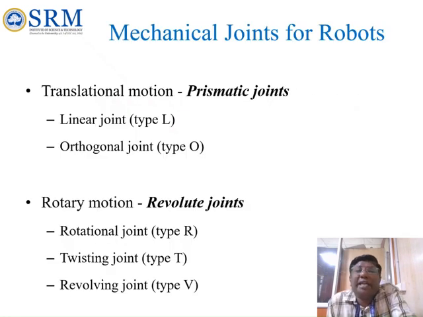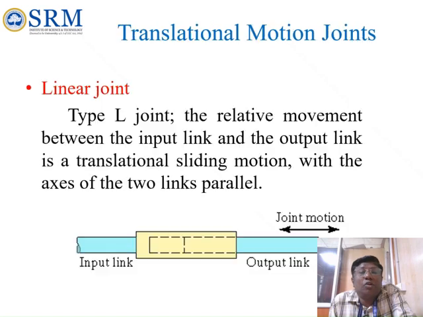For mechanical joints with translation motion, the prismatic or linear joint has the notation L. The orthogonal joint type is given as O. Orthogonal means perpendicular. For rotary motion, the revolute joint types are R for rotational, T for twisting, and V for revolving. So these are the mechanical joints of the robot.